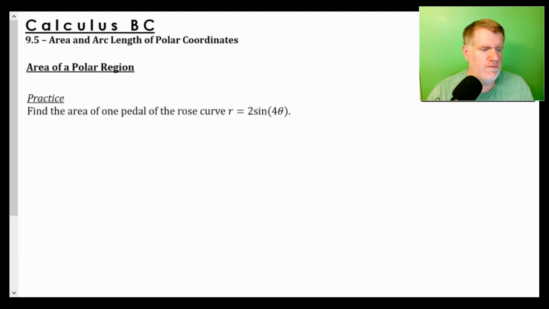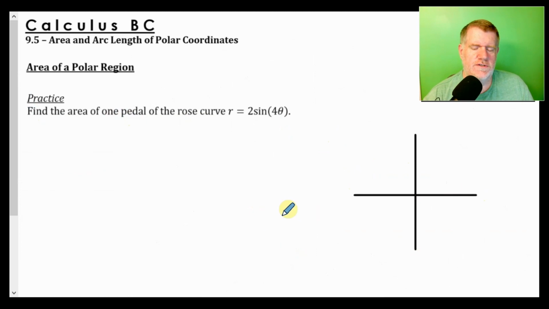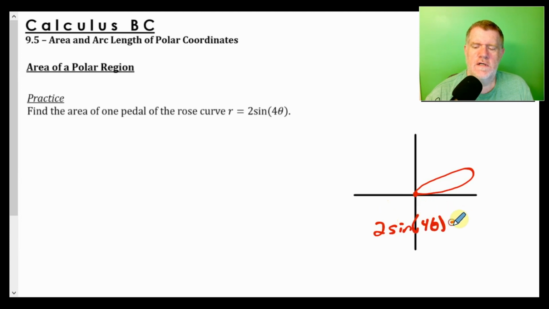So remember from what we saw, one petal of this. We know the petal is going to have a shape something like this. The question is, where does it begin and how long does it take to get back to the origin, or what angle would make that go back to the origin? So what I want to know is, where does 2 sine of 4 theta equal 0?